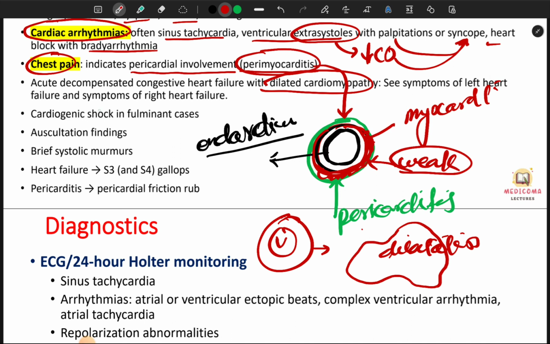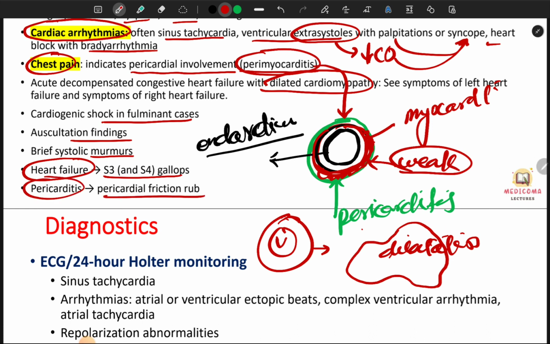And also cardiogenic shock. Definitely if there is dilatation, the Frank-Starling law does not apply, and there is no proper pumping of the heart, which leads to cardiogenic shock. On auscultation, there will be a systolic murmur, heart failure, and S3 S4 gallop, meaning we can hear S3 and S4 sounds, and it can also lead to pericarditis.